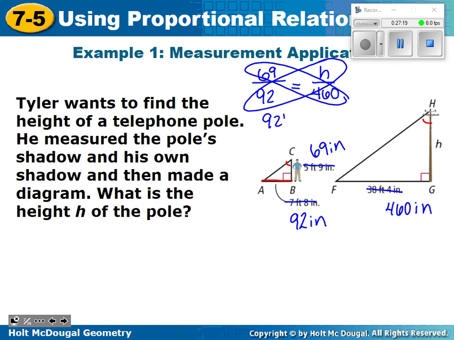So we have 92h equals, what's 69 times 460? That's a big number. 31,740. Okay. And then we're going to take that and divide it by 92. And so what is the height in inches right now? 345 inches. Okay. It didn't say how to leave your answer, but I'm telling you, I want you to convert that back to feet and inches. So go ahead and change that.